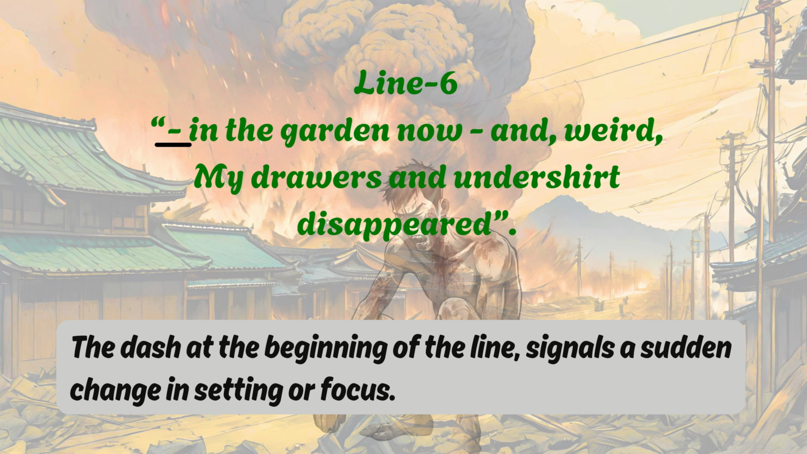Next, "in the garden now, and weird, my drawers and undershirt disappeared." So, students, please notice that this line starts with a dash. This dash at the beginning of the line signals a sudden change in setting or focus. Therefore, it implies that the speaker's awareness or perception is shifting quickly, which could indicate confusion or disorientation amidst the chaos. Okay. Now, it also serves to emphasize the unexpected nature of the events.